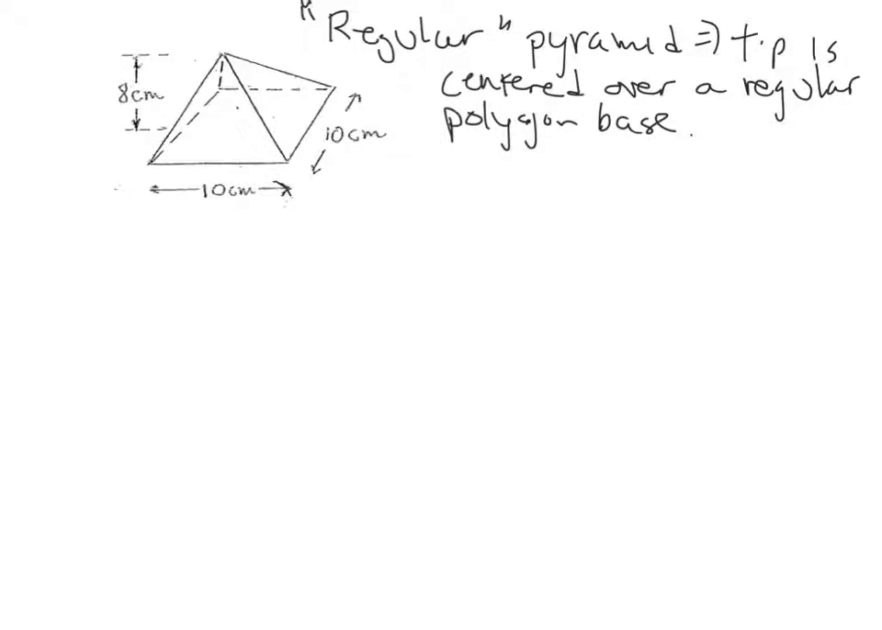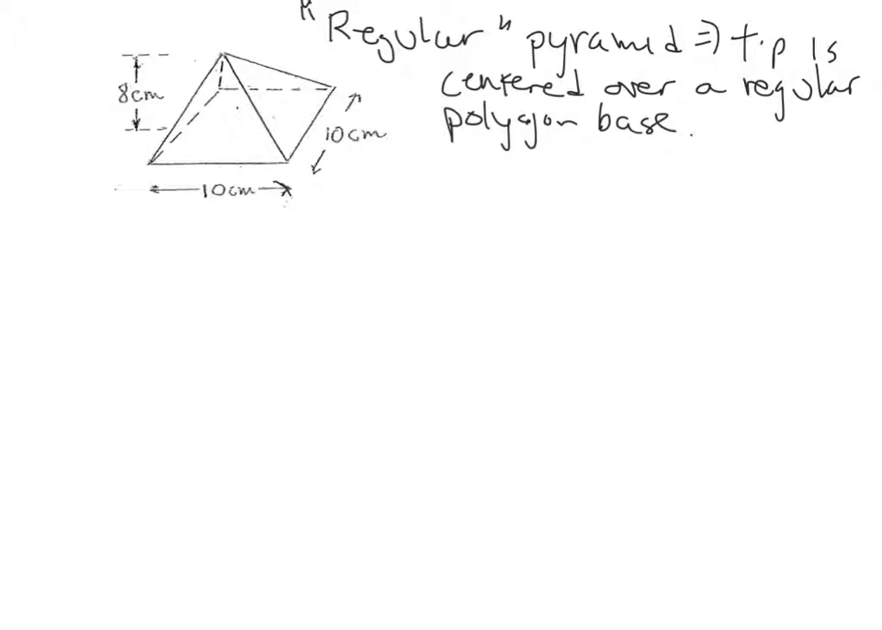This video is designed to give you an idea how to find surface area of pyramids and cones. We'll focus on regular pyramids and cones. As you can see, I've written regular pyramid, and that means that the tip is centered over a regular polygon base, in this case a square, to make it nice and easy.